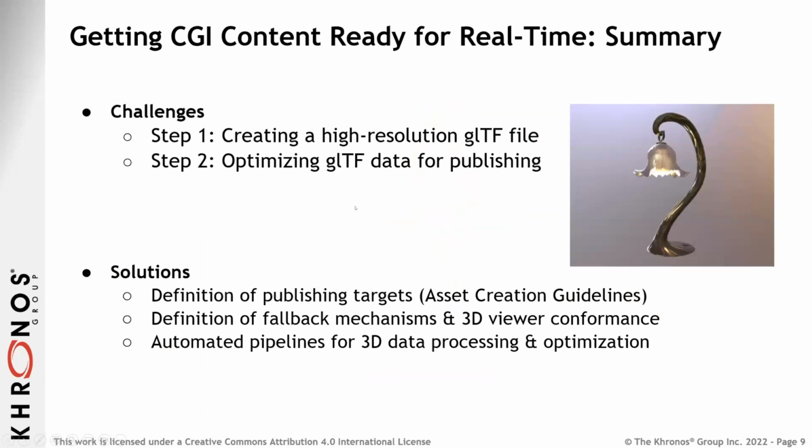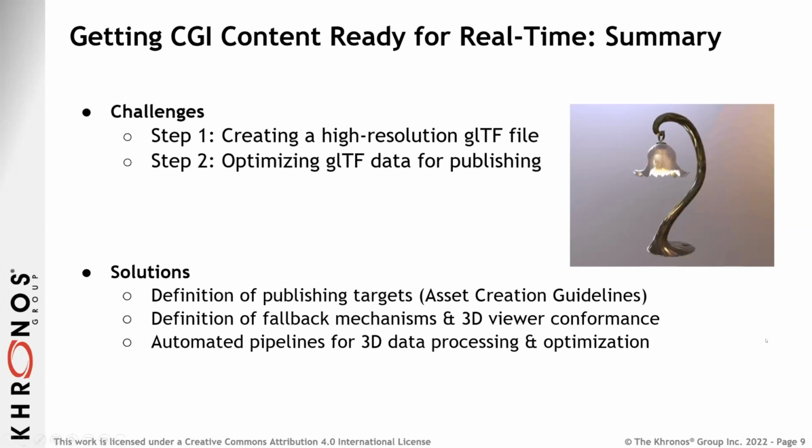So just to wrap it up, what we have seen here in this really short presentation was that we can get CGI content ready for real time and get it to all kinds of different platforms with two simple steps. The first one is creating a high resolution glTF file that works as the base asset, and is then key to getting it to all these different platforms, which we can do by creating an automated pipeline to optimize the glTF data for publishing.